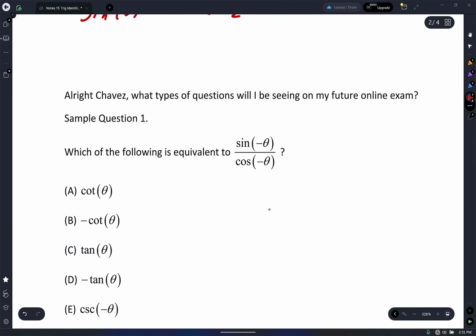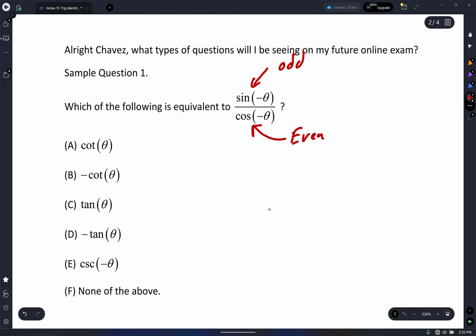Question 1. It says, which of the following is equivalent to sine negative theta over cosine negative theta? Well, I know that sine is odd, and I know that cosine is even. We're not teaching to the test, but I noticed that only one answer choice has a negative argument, but the others do not. So maybe my argument should be positive. When I say argument, I'm talking about the theta, what's inside the parenthesis.